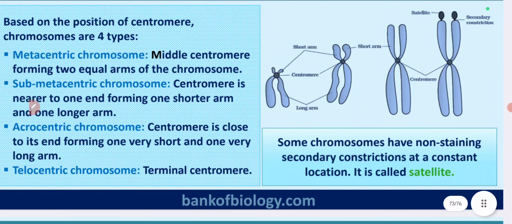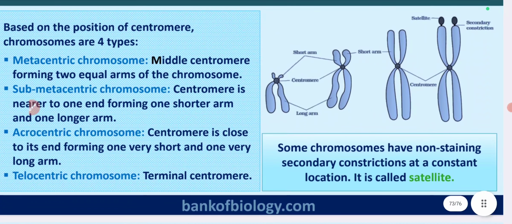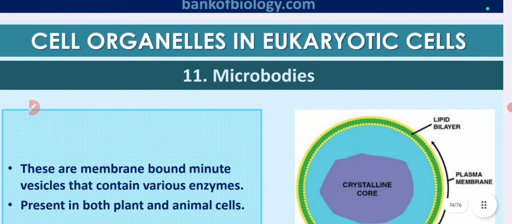Submetacentric, where the centromere is nearer to one end, forming a shorter arm and one longer arm. Third, acrocentric chromosome: the centromere is close to its end, forming one very short and one very long arm. And telocentric chromosomes have a terminal centromere. Some chromosomes have non-staining secondary constrictions at a constant location that are called satellites. You can see the diagram, with the satellite also labeled.